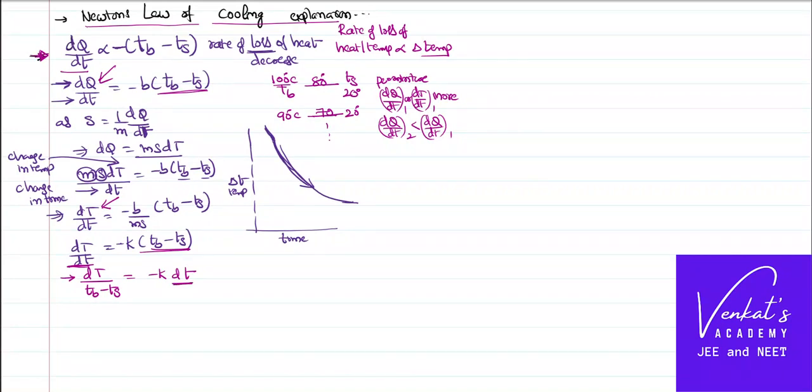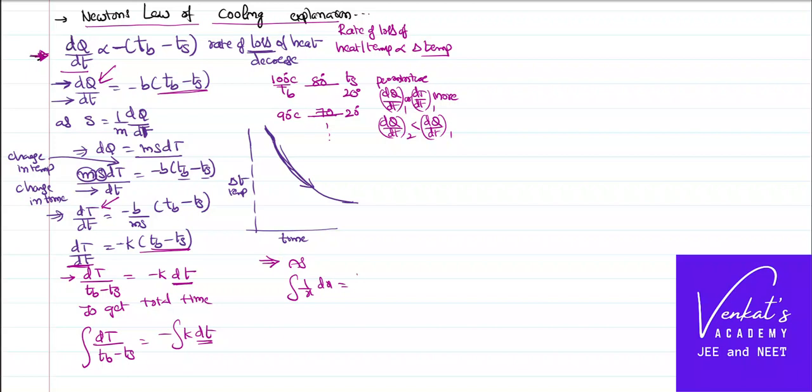Now, for a small interval of time, we want it for all the time, so we can integrate the equation to get the total time. Let's integrate the equation. Integral of dT by (temperature of the body minus surroundings) equals minus integral of k dt. This is the total time. If you continue this derivation further, we know the formula: integral of 1 by x dx equals log x. This is the integral of 1 by (Tb minus Ts) dT.